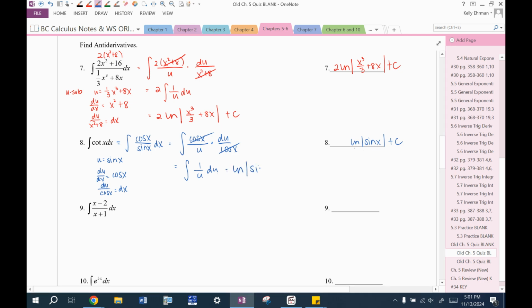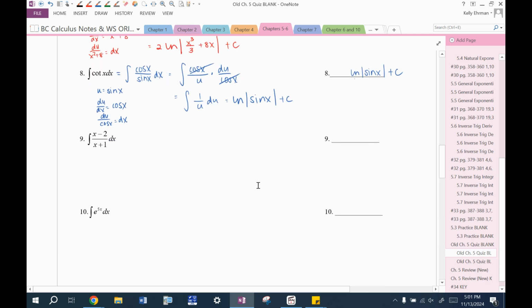So if you want to memorize it, go ahead. That's fine. But do keep in mind, if it's cotangent of 2x or something like that, you will have to do u sub. So even if you memorize this, you do still need to make sure that there will be a constant out here for u sub. So you do have to figure that part out.